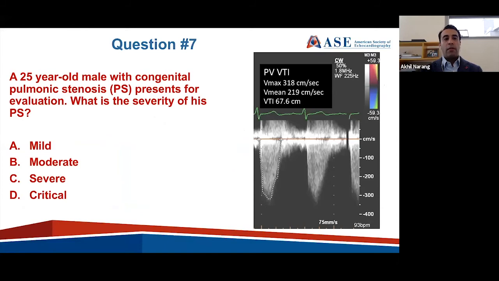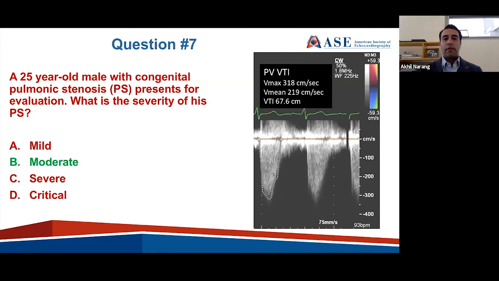Question number 7. A 25-year-old male with congenital pulmonic stenosis presents for evaluation. What is the severity of his pulmonic stenosis? A, mild, B, moderate, C, severe, or D, critical. And here we're given a continuous wave Doppler signal across the pulmonic valve with respective values shown here.